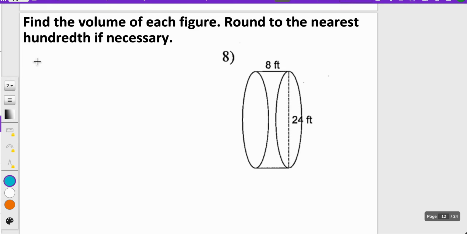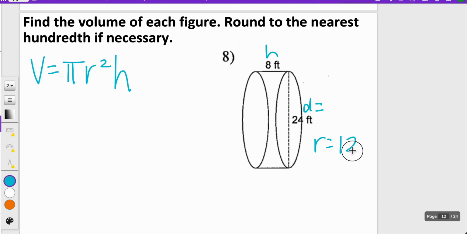All right, number 8 is back to a cylinder. So for cylinders we have pi times radius squared times height. My height is 8, but my radius is not given to us yet. This is the diameter. My radius, in fact, is just 12. So 3.14 times 12 times 12. I'm going to go and do that one.